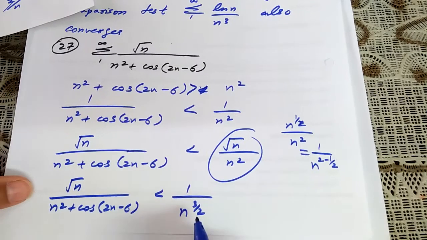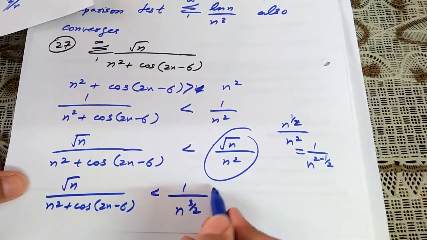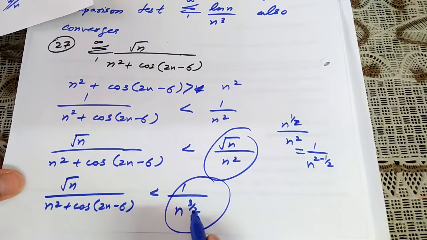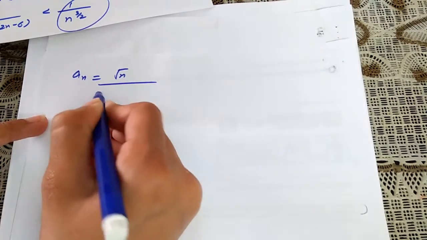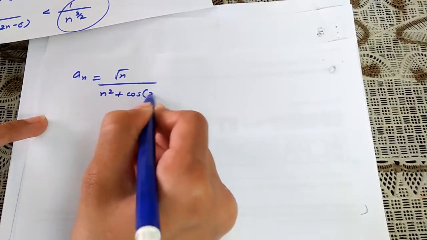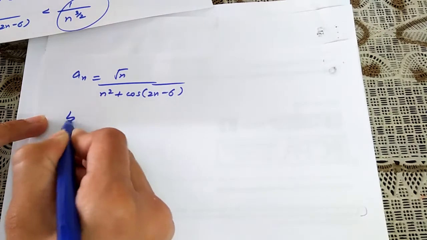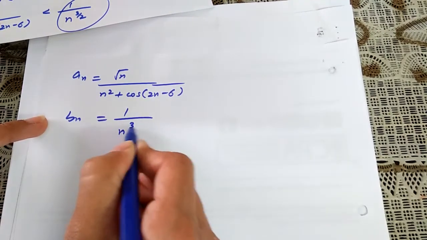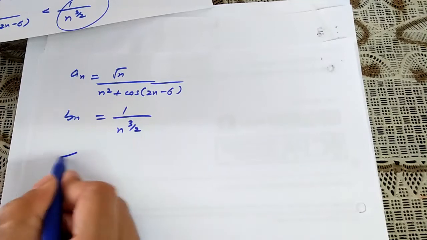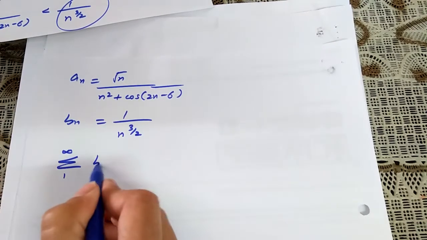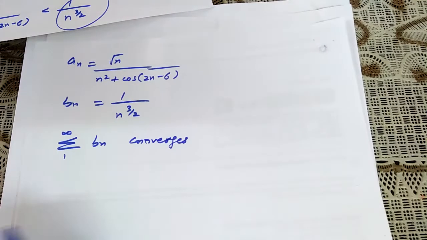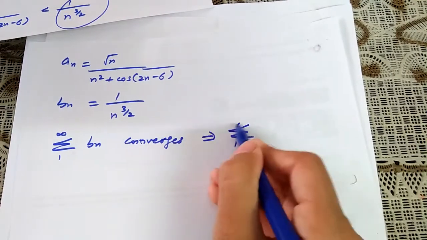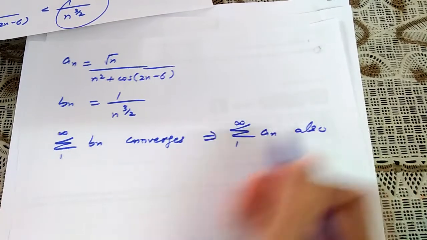So by the basic comparison test, you see that this is a convergent series. Your an here is under root n over n square plus cos of 2n minus 6, and your bn here is 1 over n raised to power 3 by 2. And you know that summation 1 to infinity of bn converges. So by the basic comparison test, your summation 1 to infinity of an also converges.